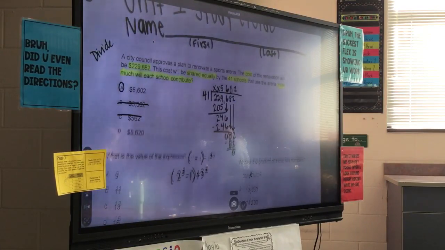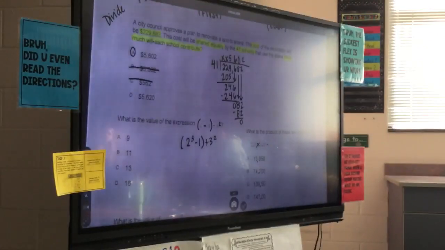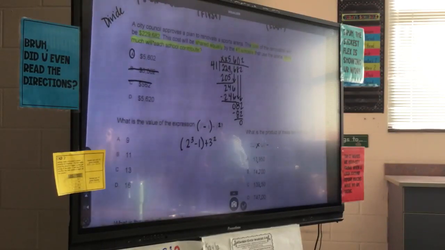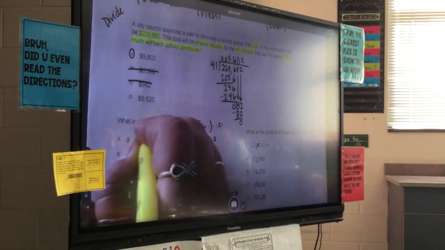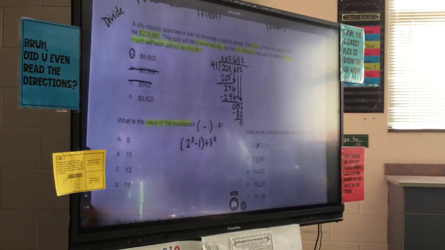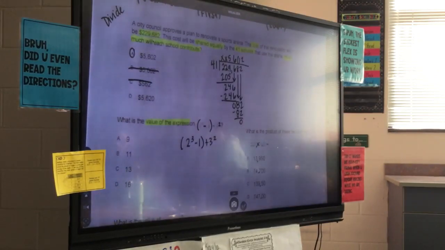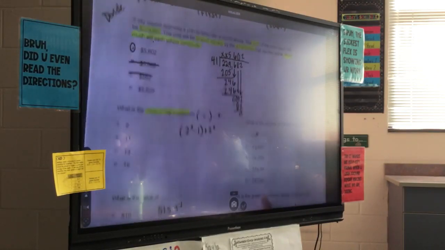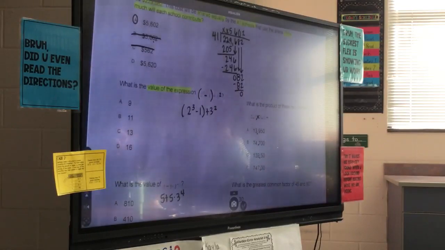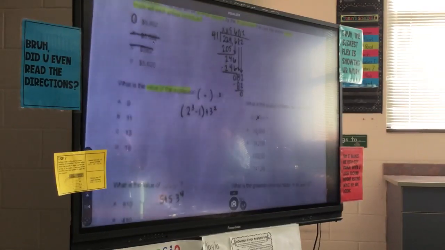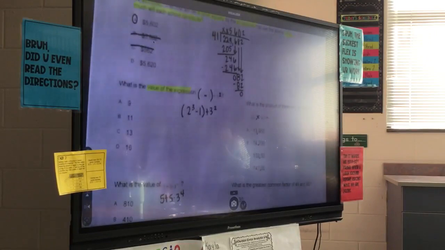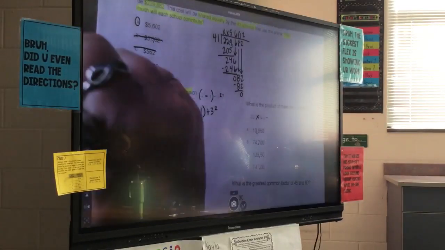Okay. All right. Looking at the next one, it says, what is the value of the expression? So we are trying to essentially solve this problem. What type of problem is this? Raise your hand and tell me. What type of problem is this? There's only 3 people that know. How do you solve these problems if you don't know what they are? Alex? Order of operation. Okay.